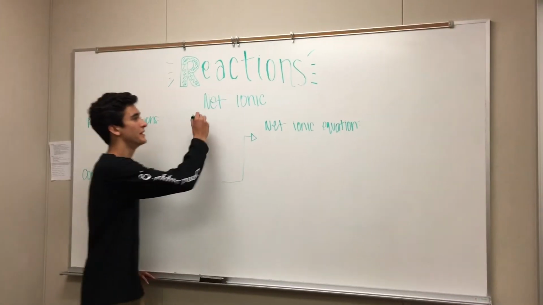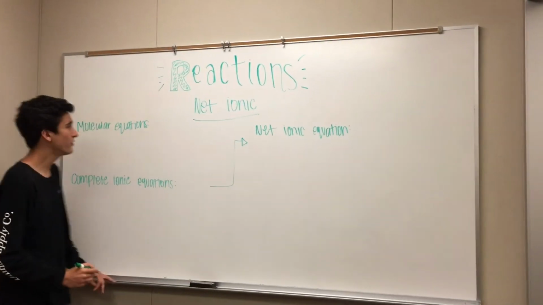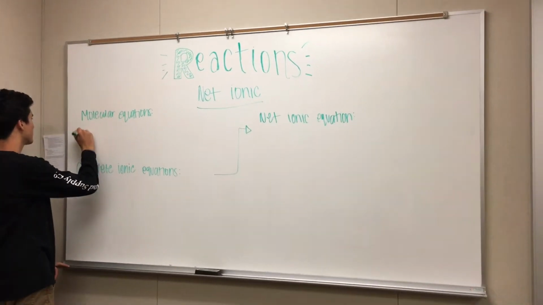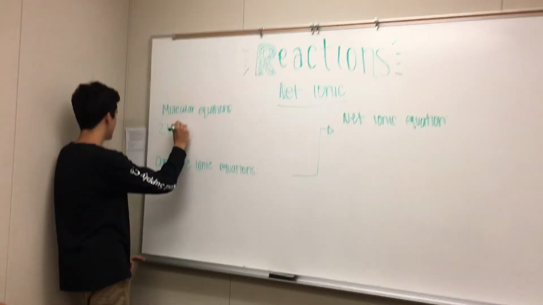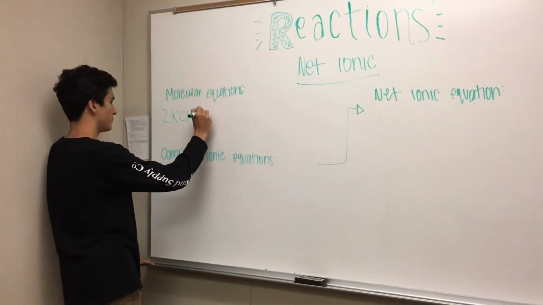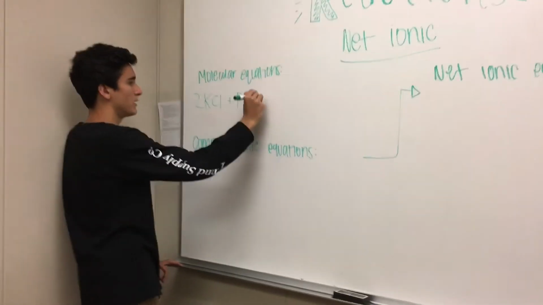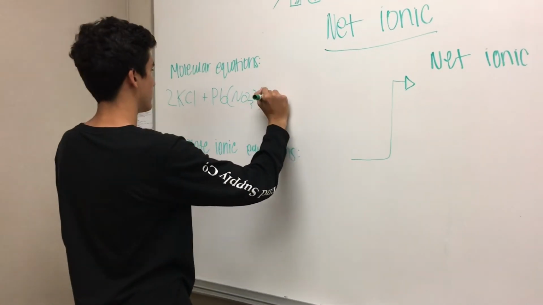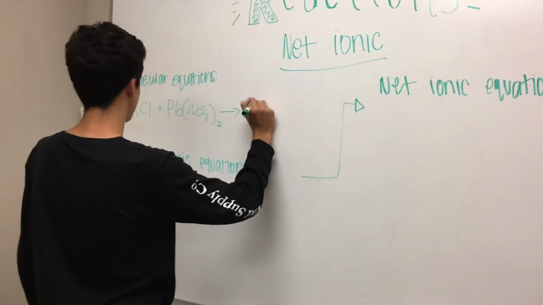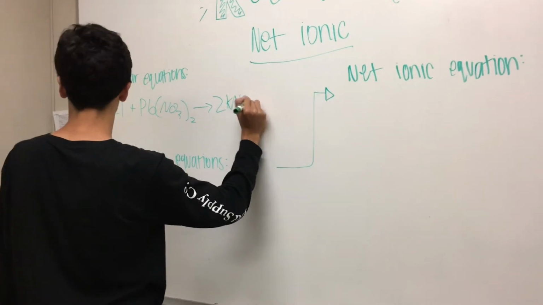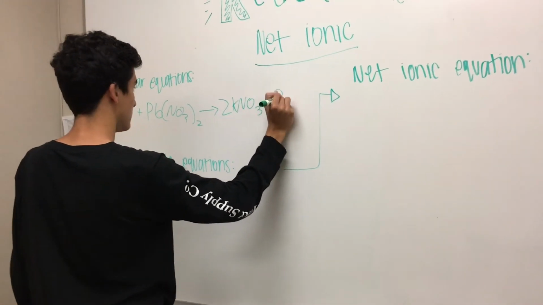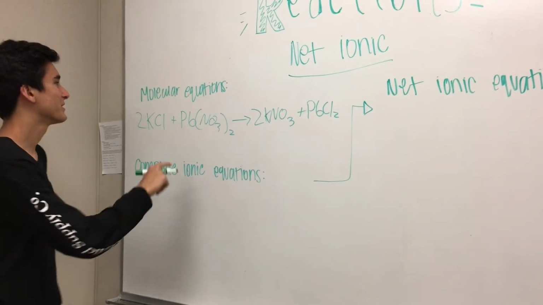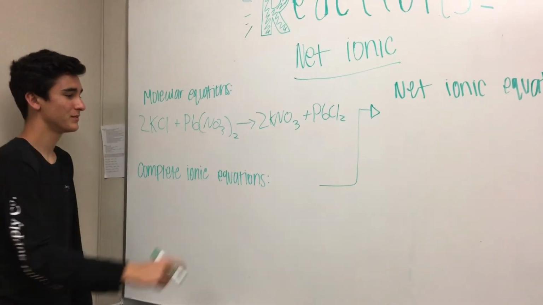To get to the net ionic equation, first you have a normal molecular equation. We are going to be using 2KCl plus Pb(NO3)2 goes to 2KNO3 plus PbCl2. So, we have our molecular equation.